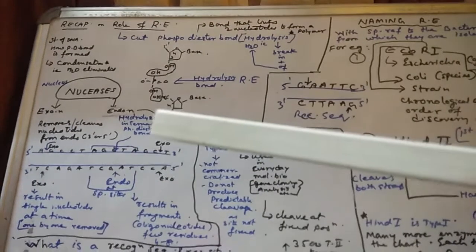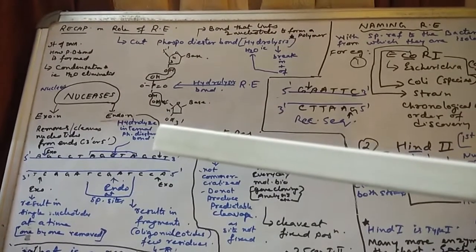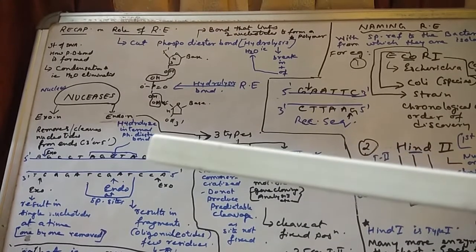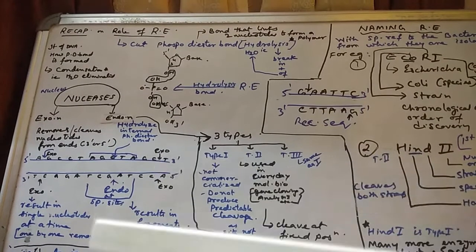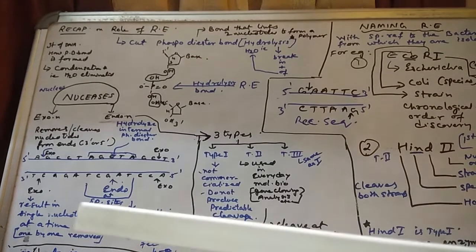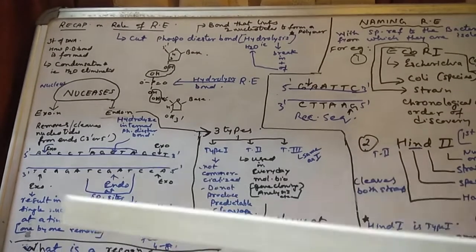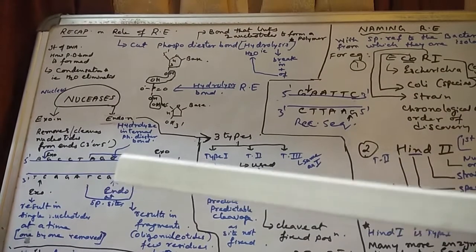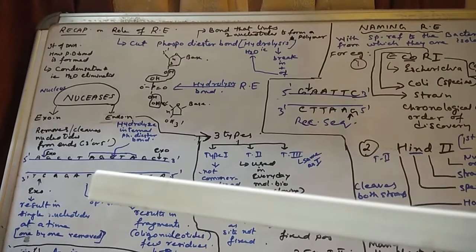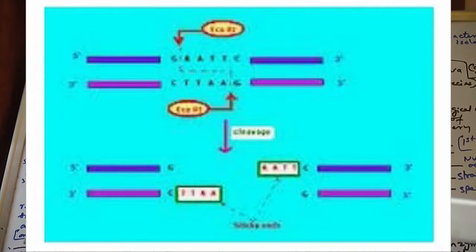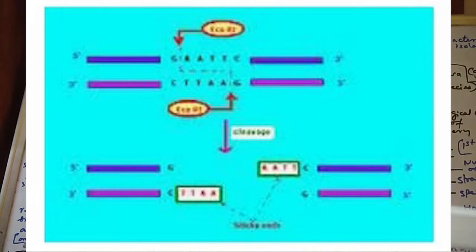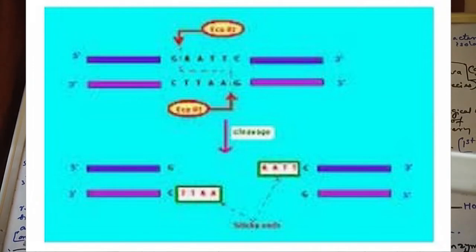The second class is called endonucleases. It hydrolyzes internal phosphodiester bonds. So somewhere in between the double strand, it will cleave the phosphodiester bond of the DNA somewhere in between. So those are called endonucleases.